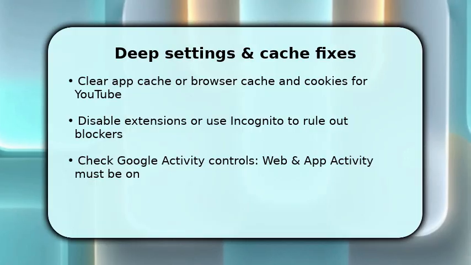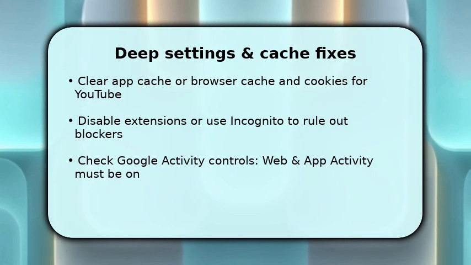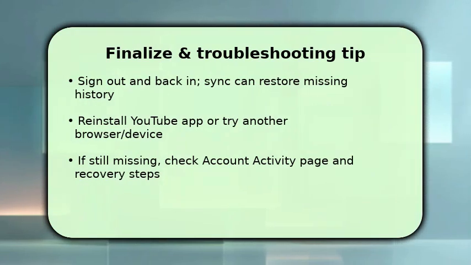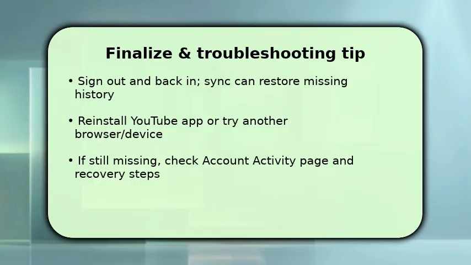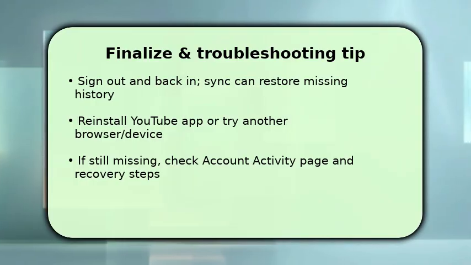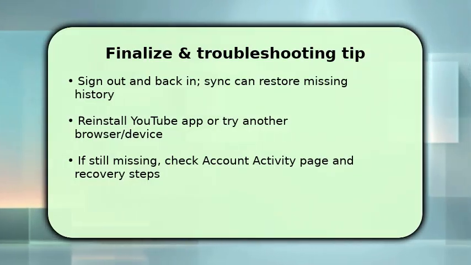To finish, you perform final restorative steps and a key troubleshooting move. Sign out of YouTube and sign back in. Syncing often restores history links. If that fails, uninstall and reinstall the app, or try a different browser or device to confirm whether the problem is local. Once done, check the Google account activity page directly for your search entries. If history still won't appear, one key step: contact Google support with account details after verifying activity controls and device sync.